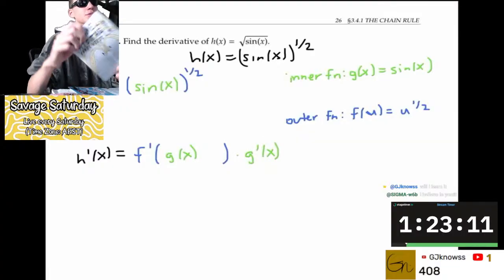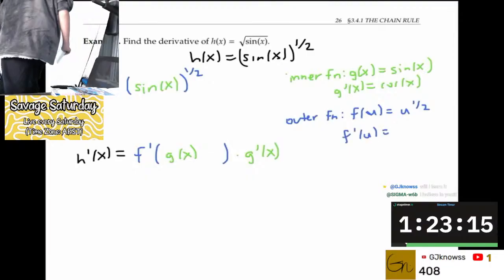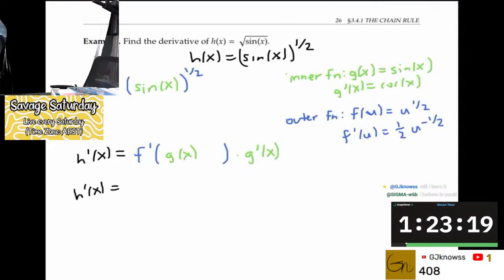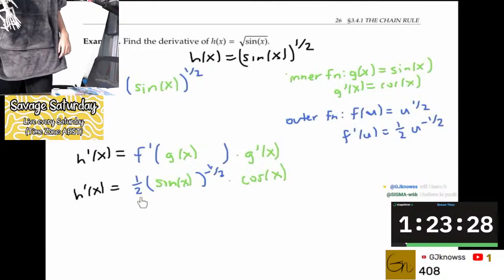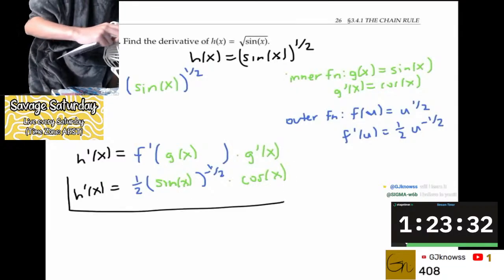We know that the derivative of the inner function, sine x, is just cosine x, and the derivative of the outer function is what? 1/2 times u to the negative 1/2. So h prime of x is 1/2 times u to the negative 1/2, but that's evaluated on the inner function, sine of x, and then we multiply that by cosine of x. Again, that's the derivative of the outer function evaluated on the inner function times the derivative of the inner function. And we found the derivative using the chain rule.